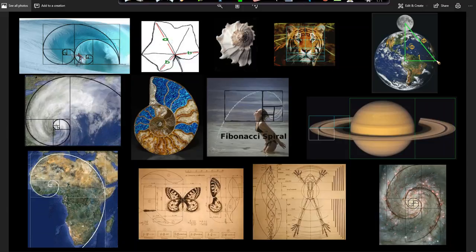The ring, Saturn and its rings, all golden ratio based. Spiral galaxies, you can overlay the golden ratio, or excuse me, the golden spiral, they call it the golden spiral, the Fibonacci spiral. You can overlay it on these spiral galaxies, and it's the exact same everywhere you go.